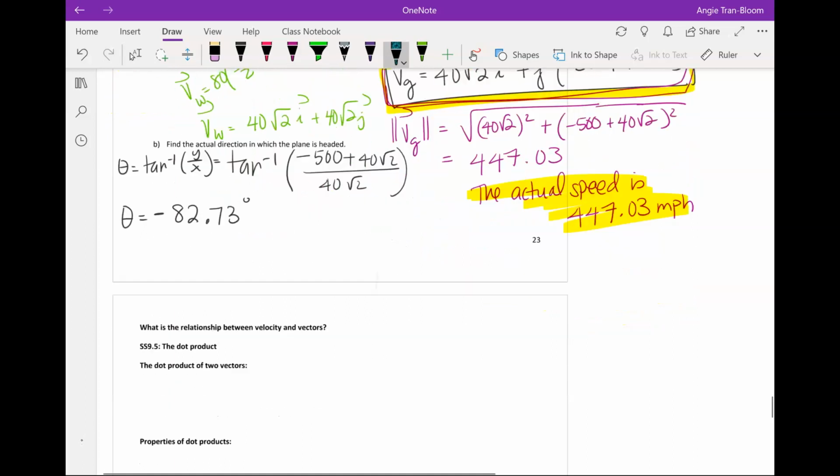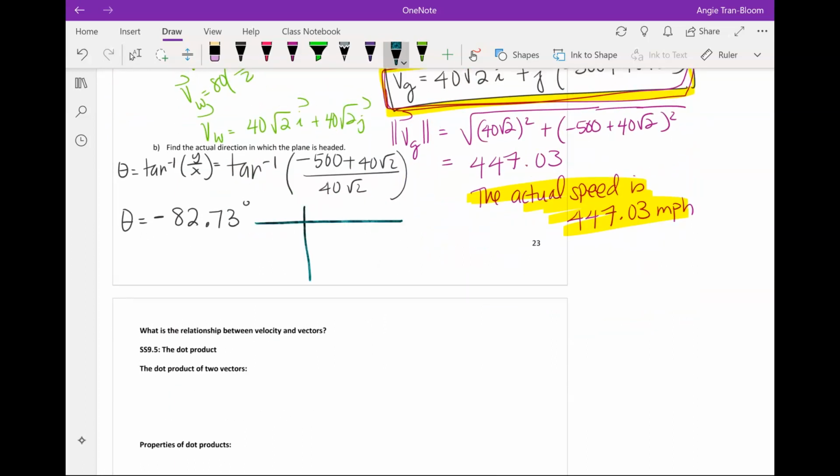I'm going to make it bigger down here. So we have this ground speed vector, the actual vector. When we punch it in the calculator, it tells us this is negative 82.73 degrees. As you can see, this is totally not drawn to scale. Let's just take a whole number for the sake of simplicity. So this is about negative 83 degrees. That means this right here is about 7 degrees.